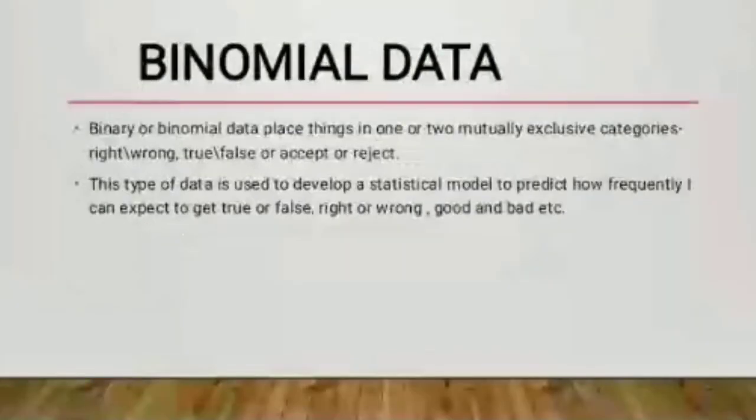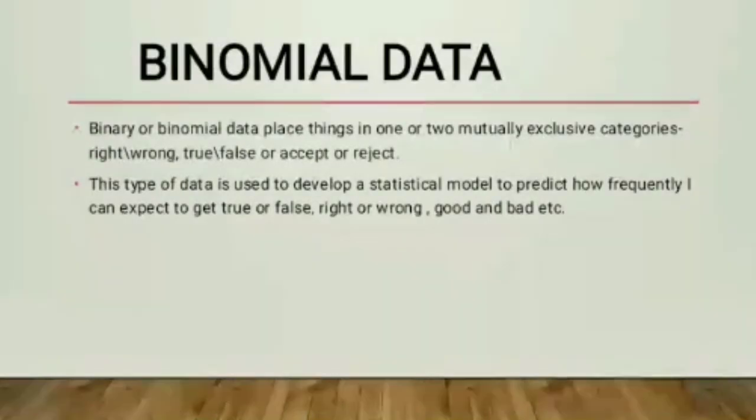Binomial data, or binary data, place things in one of two mutually exclusive categories, that are right or wrong, true or false, or accept or reject. This type of data is used to develop a statistical model to predict how frequently I can expect to get true or false, right or wrong, or good and bad, etc.